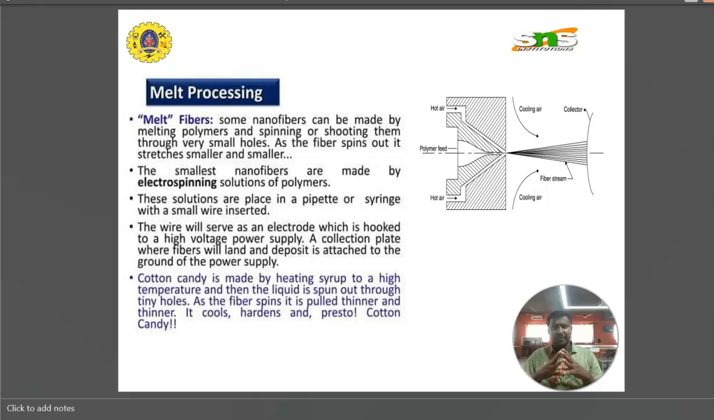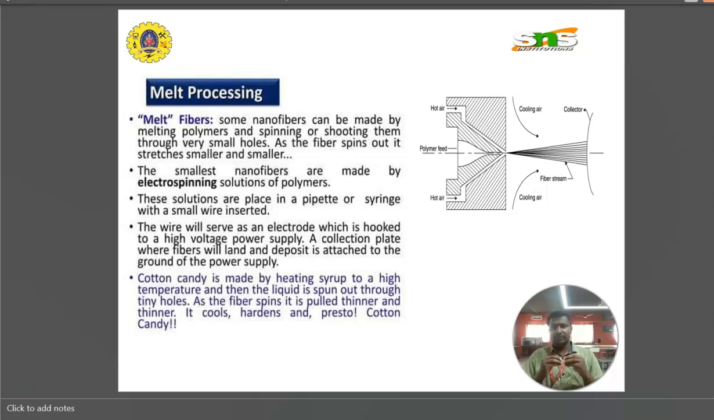Melt processing is done by melting the polymers and spinning or shooting them through very small holes. As the fiber spins out, it stretches smaller and smaller. The corresponding diagram is shown in the figure. In the melt processing, there are two dies, an upper die and a lower die.